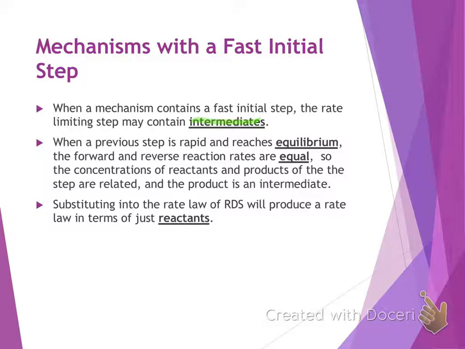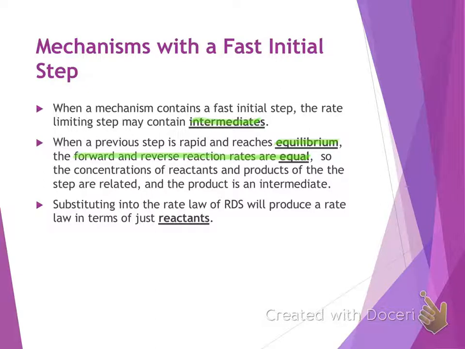When a mechanism has a fast first step, the rate limiting step most likely is going to contain intermediates. Remember, intermediates are something that is made as a product in one step and then used as a reactant in a subsequent step. When that first step is a fast step, it is also at equilibrium. Once it reaches equilibrium, the forward and reverse reaction rates are equal.